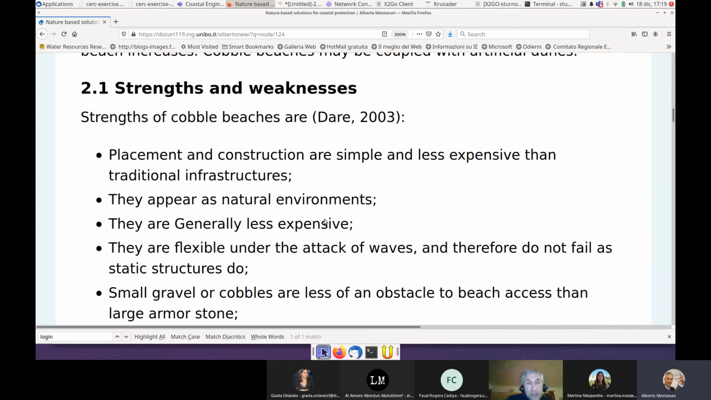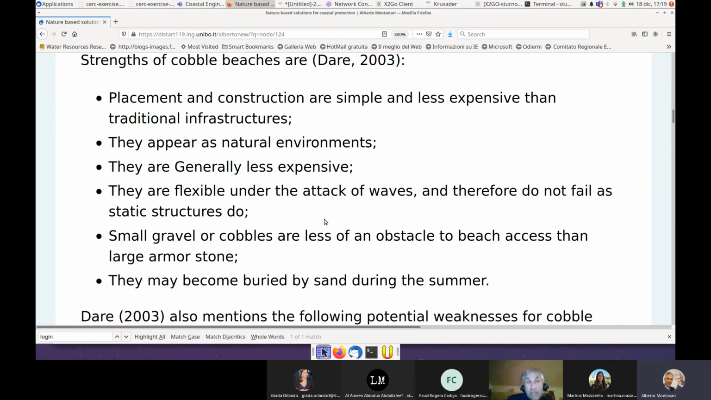So let's read, for the example of cobble berms, what these strengths and weaknesses may be. The placement and construction are simple and less expensive than revetments, for instance. They appear as natural environments and again, less expensive. They are flexible under the attack of waves and therefore do not fail as static structures may. Small gravel or cobbles are less of an obstacle to beach access than large armored stone.